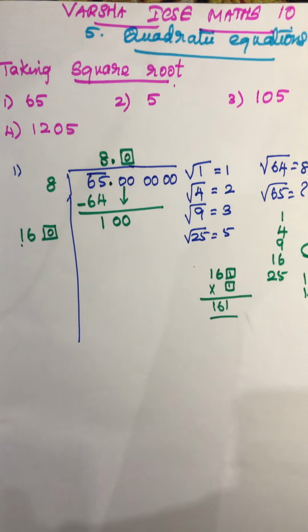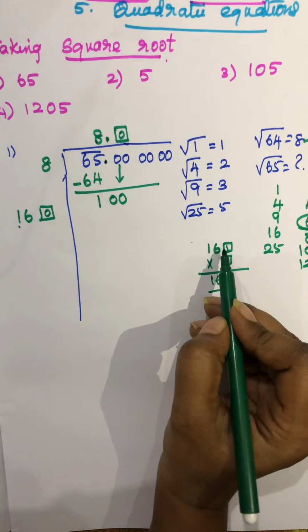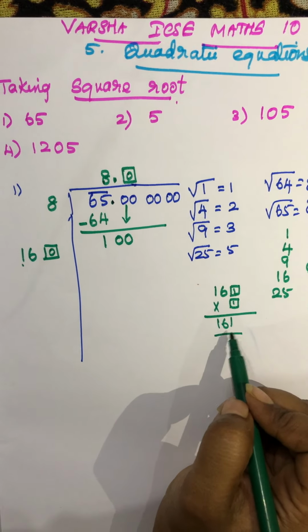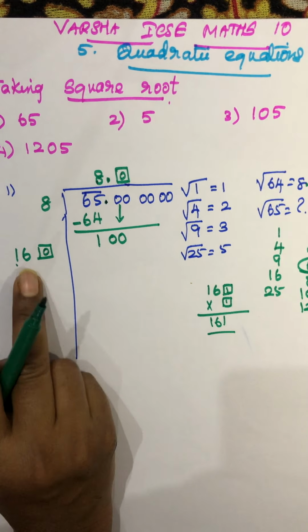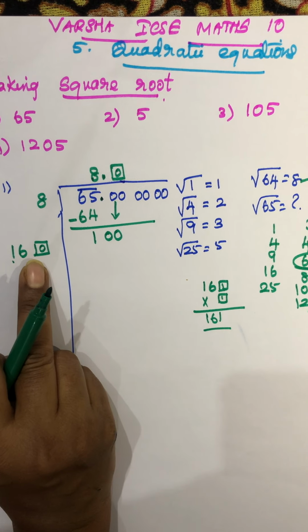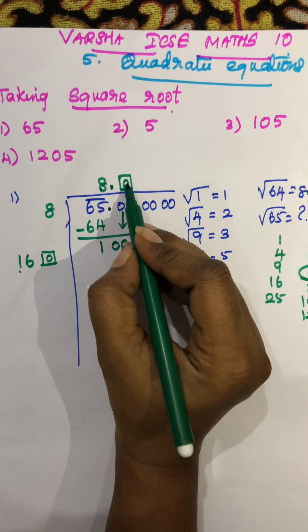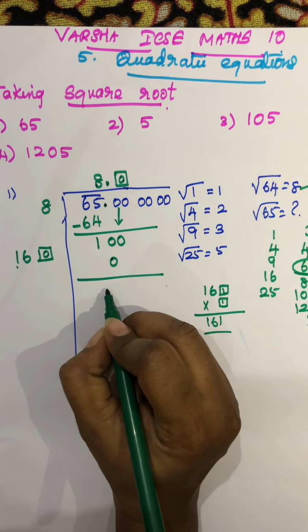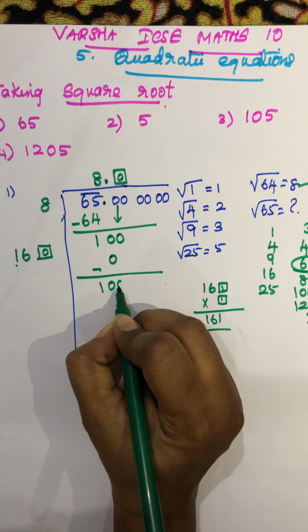Okay, yes, why am I giving 0? Because if we give 1 and multiply, it is 161, which is greater than 0. That is why you give 0 for this place. So 0 into 160 is also 0. If you subtract, you again get 100.